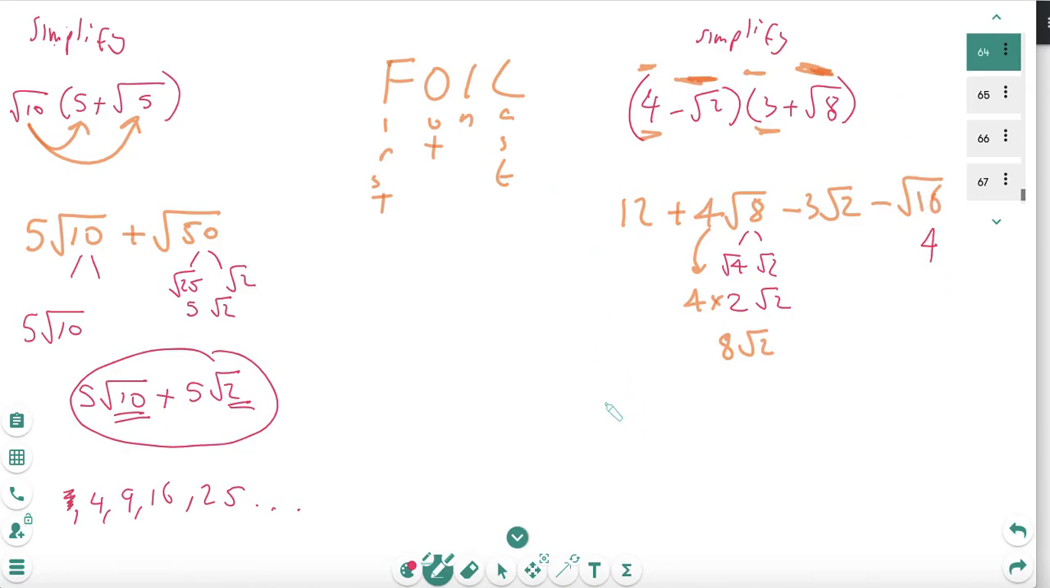So let's have a look at what we have now. We have 12 plus, instead of 4 root 8, 8 root 2, minus 3 root 2. We couldn't simplify root 2. Minus square root of 16, which is 4. A common mistake here, guys, is people think the square root of 16 is the square root of 4. No, the square root of 16 is just positive 4. And then we're going to combine the like terms. So 12 minus 4 is 8. 8 root 2 minus 3 root 2: 8 lots of root 2's minus 3 lots of root 2's is 5 lots of root 2's. Boom.